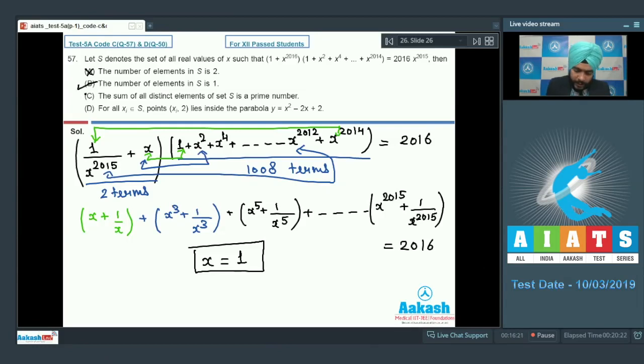B is correct. C is definitely wrong. D you can easily check. Xi belonging to S. So (1, 2) is lying inside this parabola. So this is also correct. Final answer is BD. Okay. Let us move on to question number 58.